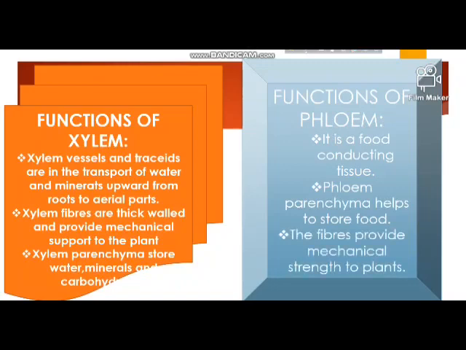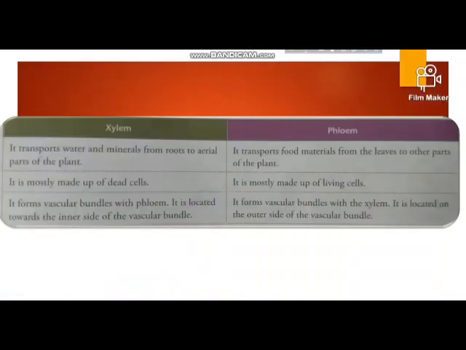As we did for functions, let's come to the differentiation between xylem and phloem. The xylem transports water and minerals from roots to aerial parts of the plant. The phloem transports food materials from the leaves to other parts of the plant. The xylem is mostly made up of dead cells, while the phloem is mostly made up of living cells. The xylem forms the vascular bundles with the phloem and is located on the inner side of the vascular bundle, while the phloem is located on the outer side of the vascular bundle.